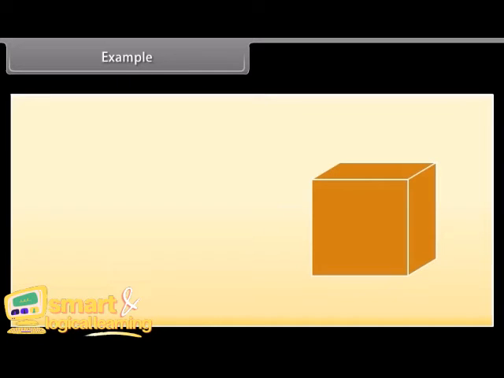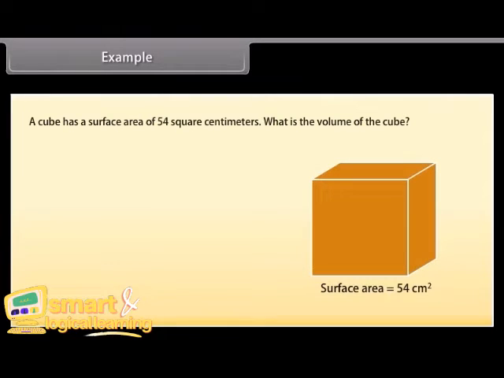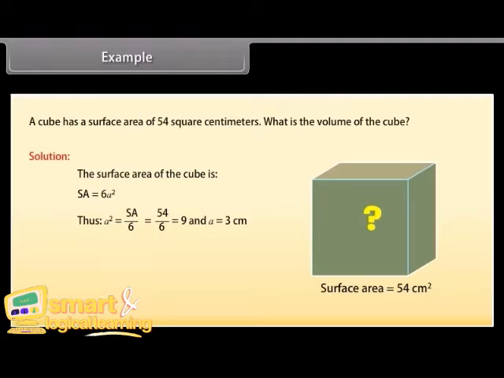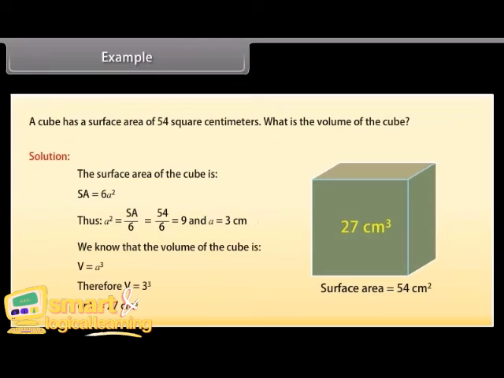Let's now solve an example to find the volume of a cube. A cube has a surface area of 54 square centimeters. What is the volume of the cube? Solution. The surface area of the cube is SA is equal to 6a². Thus, a² is equal to SA upon 6, which is equal to 54 upon 6, which equals 9, and a is equal to 3 cm. We know that the volume of the cube is V equals a³. Therefore, V equals 3³, or V equals 27 cm³.